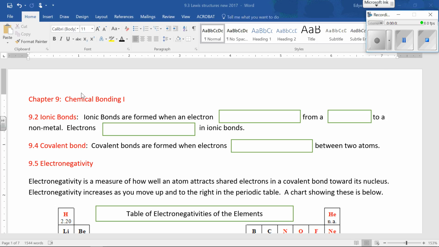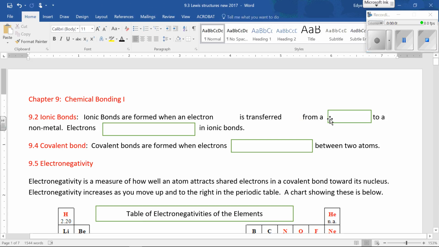Today we're going to learn about chemical bonding. We're going to start with just talking about ionic bonds. These are formed when an electron is transferred from a metal to a nonmetal. Electrons are not shared in ionic bonds.